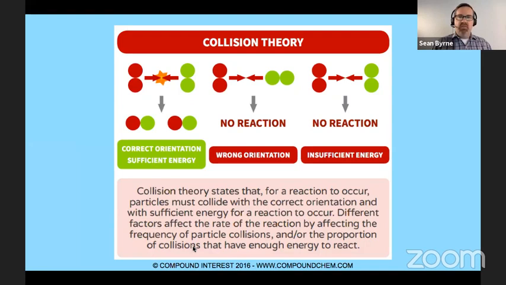This is a nice visual representation of what's happening with the collision theory. And what did we say? That the collision theory tells us that in order for a reaction to happen, so here are our reactants up here, and here are our products down here, we must have correct orientation and sufficient energy.